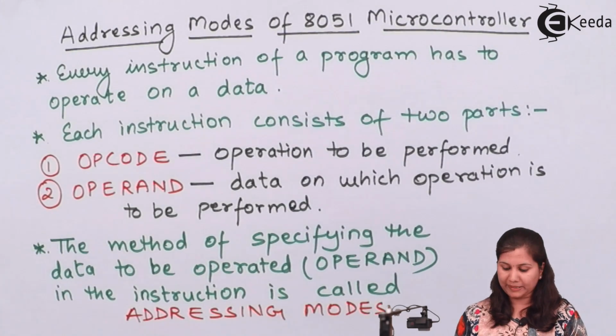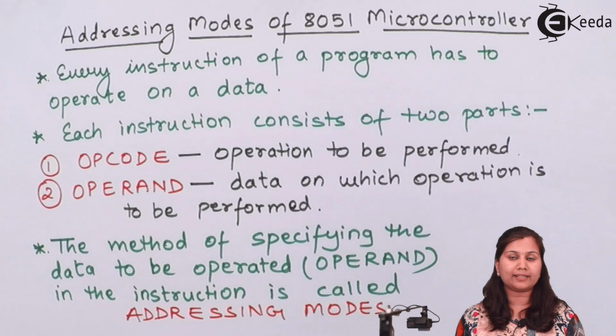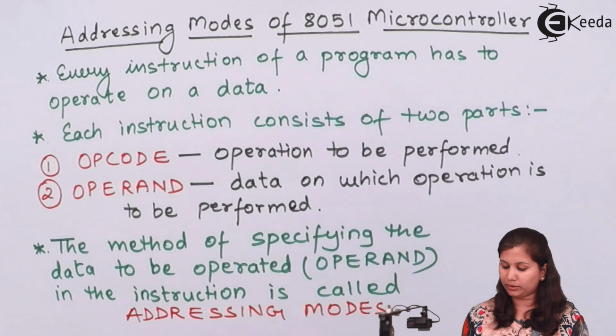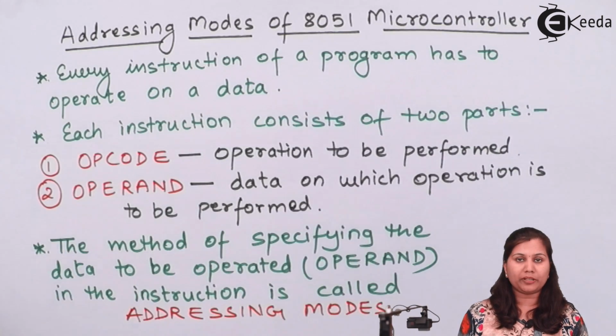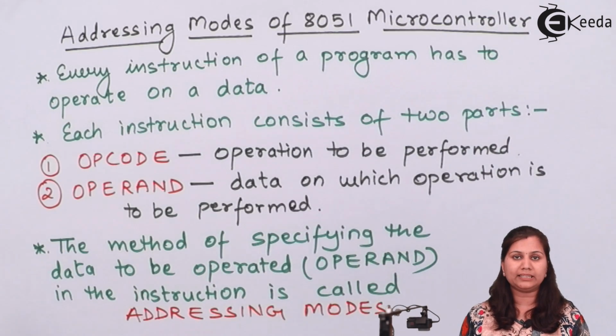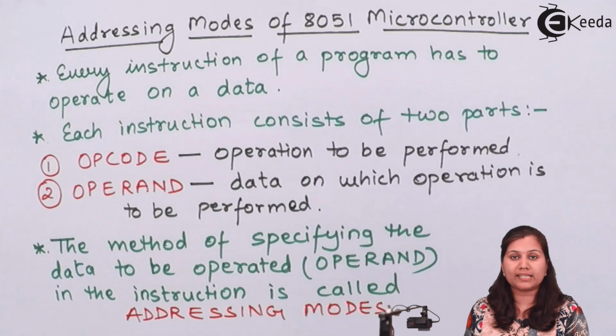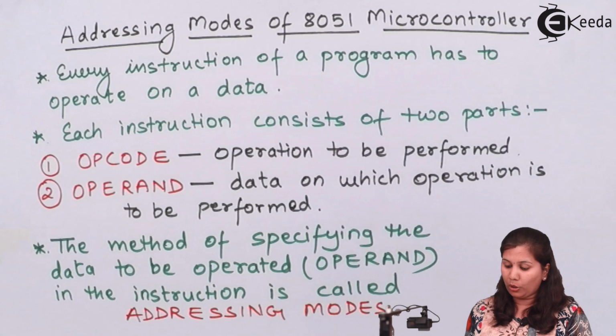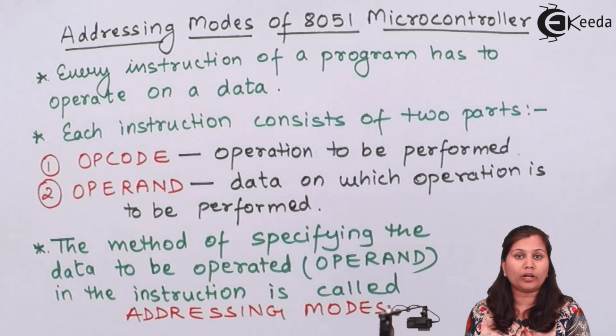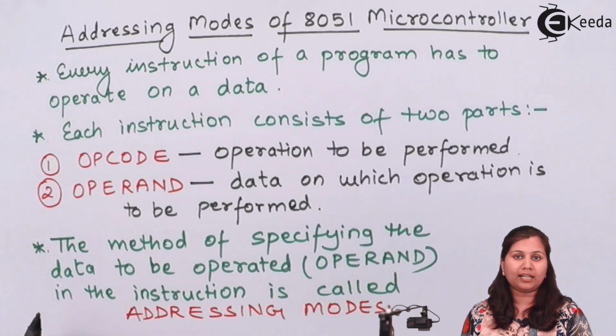So the method of specifying the data to be operated, that is the operand, in the instruction is called the addressing modes. Now this data on which the operation is to be performed can be anything. It can be an 8-bit number or a 16-bit number, or it can be a CPU register or a memory location or an input output port. So this data can be anything from these.